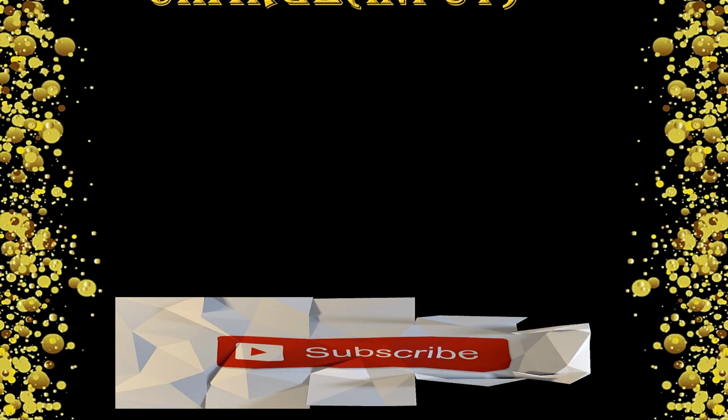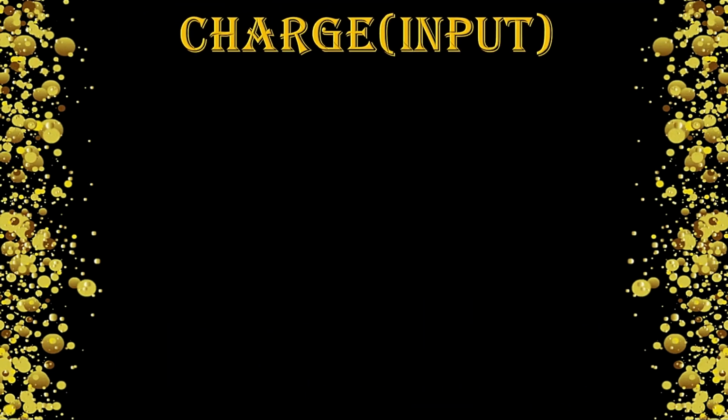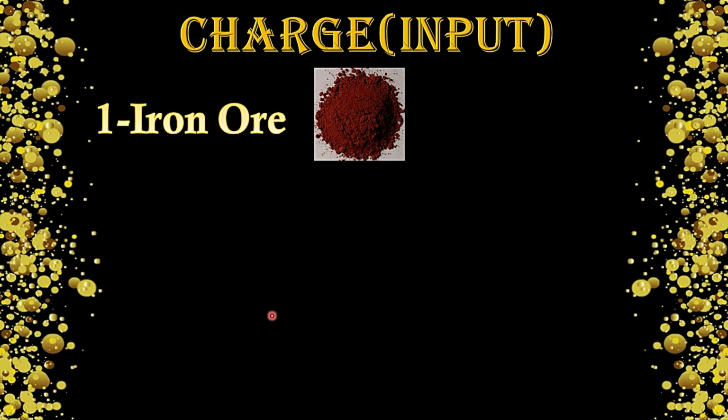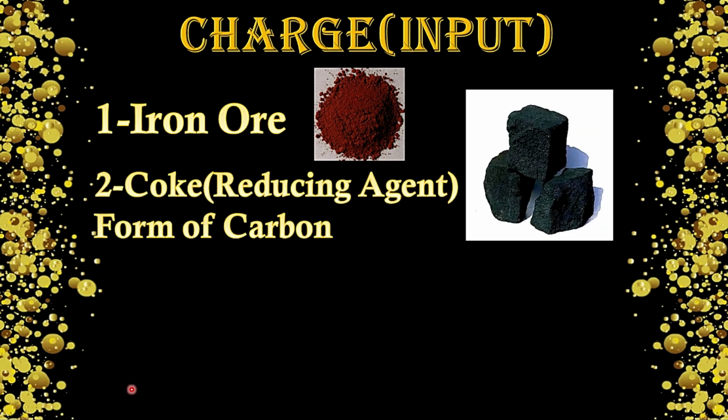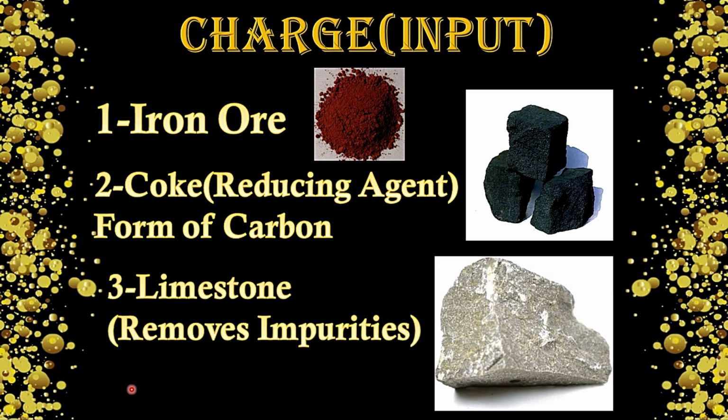The substances which will be entered in the blast furnace are known as charge. First thing which is very necessary is iron ore. This iron ore will be entered in the blast furnace. Next is coke, which is a form of carbon and it is the main reducing agent in this process. Next, limestone is also added, which is used for removing impurities.